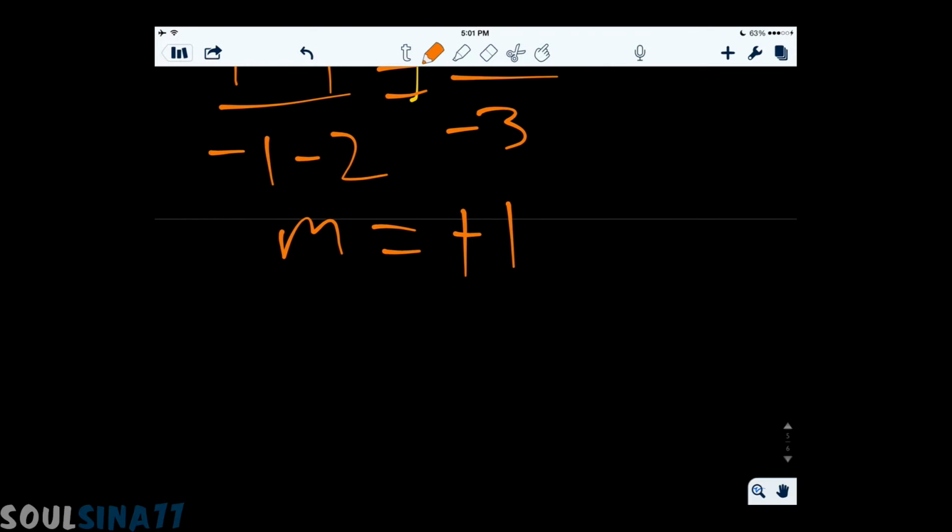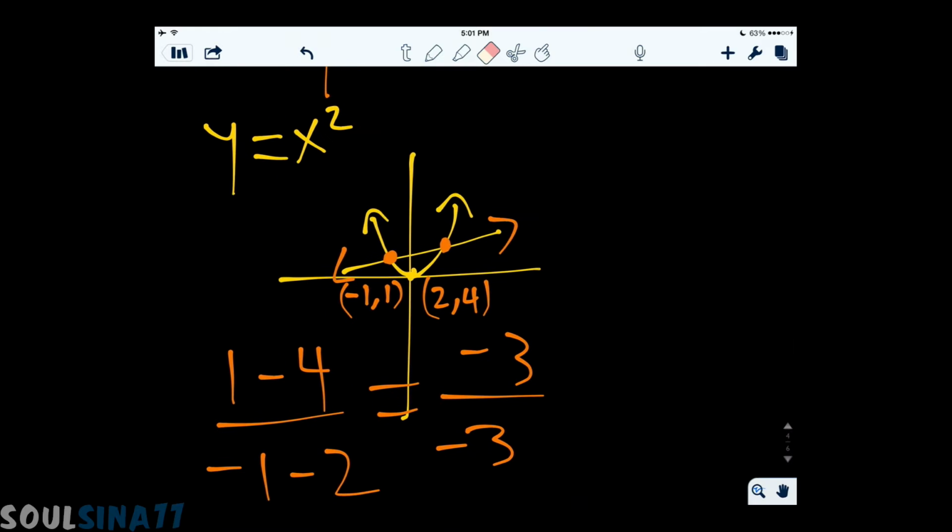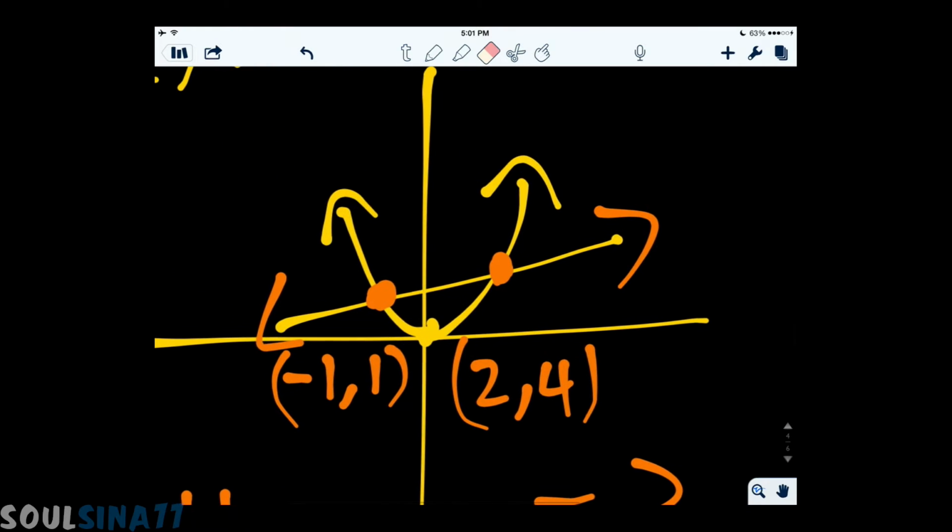So yeah, your slope is positive 1. And that's going to be the secant line. And what a secant line means, it touches a curve at 2 points. Now, it can still touch the curve at more than 2 points.